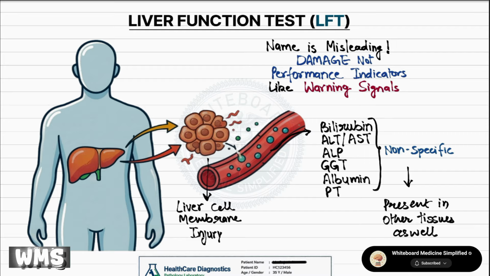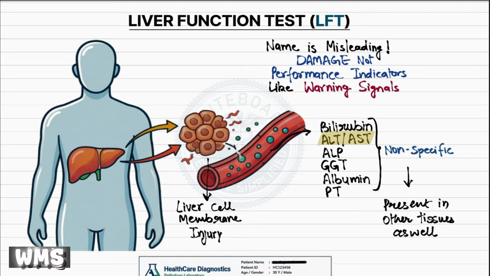Among these enzymes, the most important are the aminotransferases, Alanine Aminotransferase or ALT and Aspartate Aminotransferase or AST. These enzymes normally work inside cells, helping in metabolism, specifically in processes like gluconeogenesis. An increase in their levels is a very sensitive indicator of damage to either the cytoplasmic membrane or even the mitochondrial membrane of hepatocytes. And even injury to a small number of cells can cause a noticeable rise.